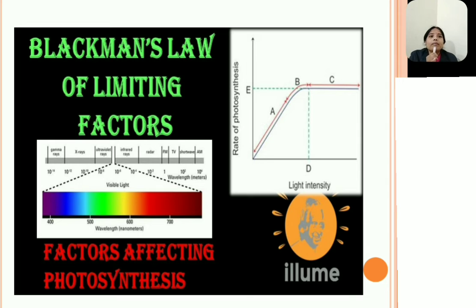In Blackman's law of limiting factor, in 1905 Blackman proposed that when a process is conditioned by a number of factors, the rate of the process is limited by the pace of the slowest factor. So this law depends on the lowest limiting factor.